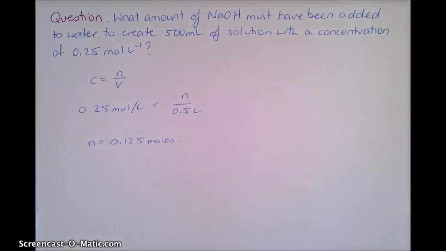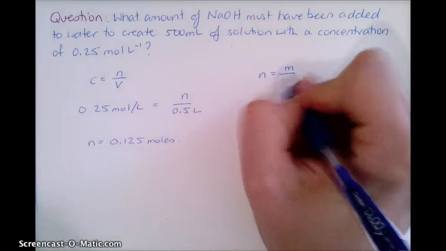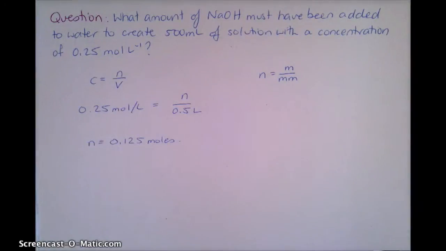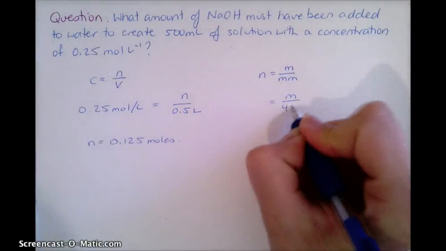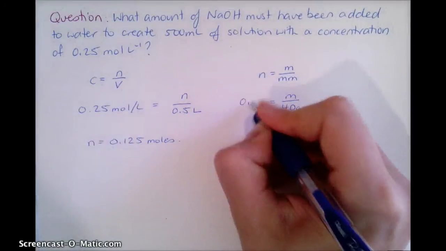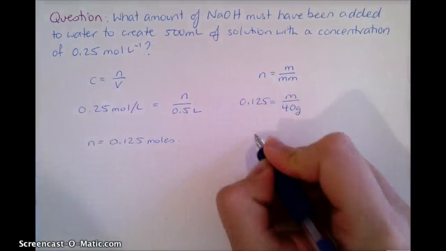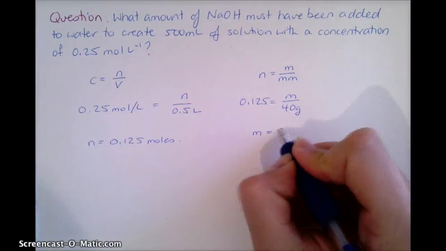Now, if we sub that value into our other formula, our number of moles equals mass over molar mass. And remember, we worked out before that the molar mass is 40. And our number of moles is 0.125, which we just worked out down here. And again, if we rearrange and we times both sides by 40, we work out that the mass is 5 grams.